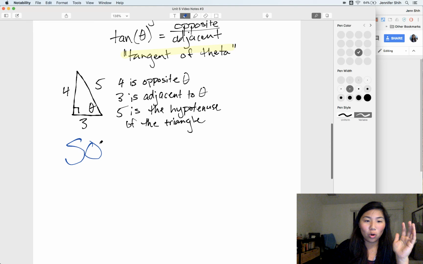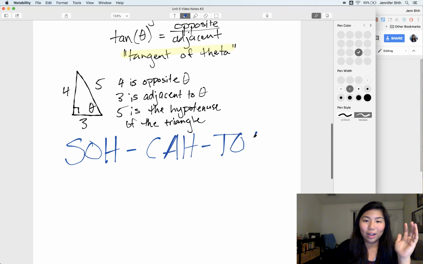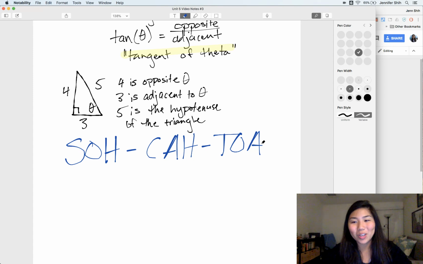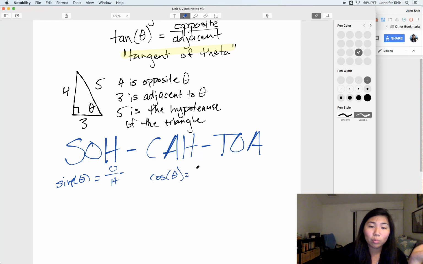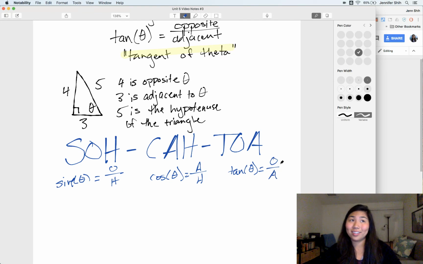There's an easy way to remember the ratios of trig functions. It's called SOHCAHTOA. SOHCAHTOA. And you have to pronounce it like that. So I'll show you how this works. Sine theta is going to be the opposite over the hypotenuse. Cosine of theta is going to be the ratio of the adjacent over the hypotenuse. And tangent of theta is going to be the ratio of the opposite side over the adjacent.